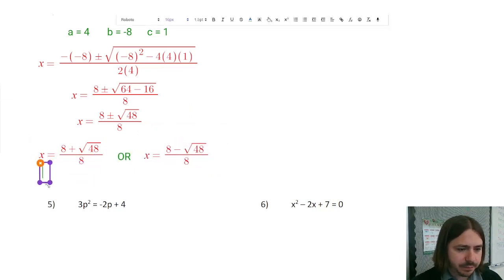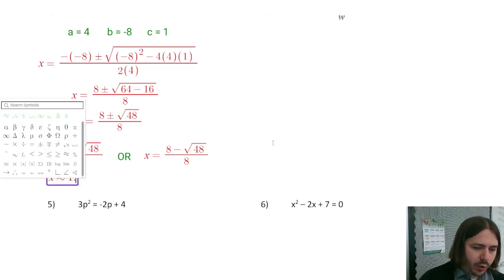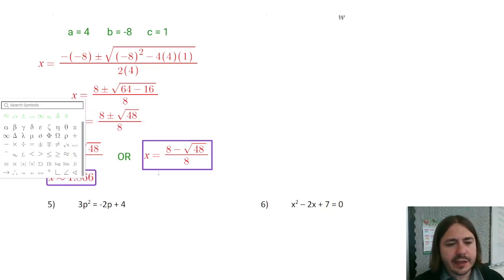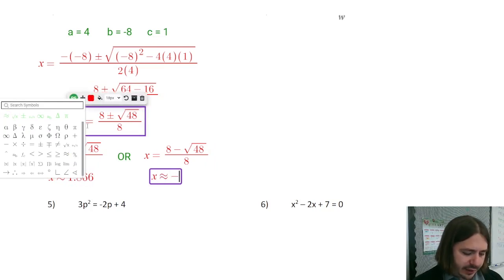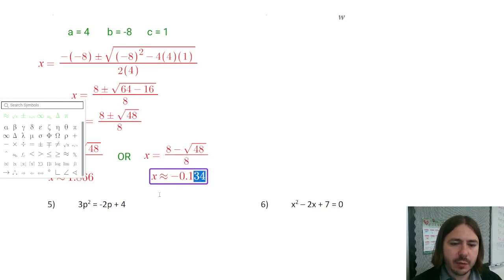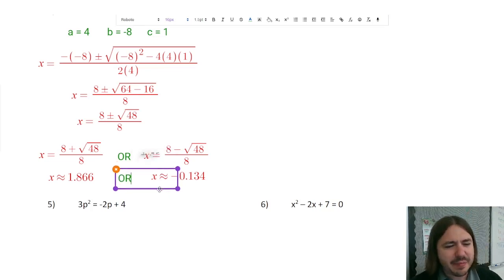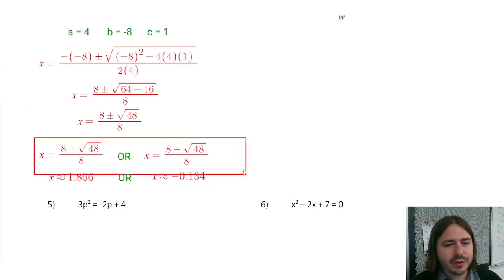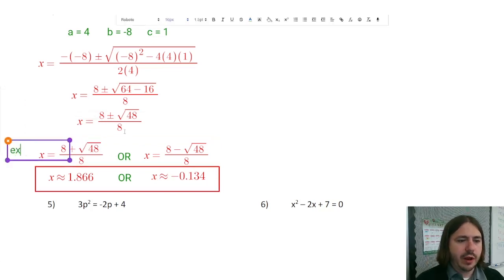Okay, so if I type in this one, I'm going to get x is approximately 1.866. And then if I type 8 minus root 48, I'm going to get x is approximately negative 0.134. I'm rounding. This is actually like 0.1339, so that's why I'm rounding up to the 4. And so here are my 2 solutions. I kind of like it better in exact form, but these are okay too. So either way you want to write this is fine. This would be the exact way to write the answer where there's no rounding going on.